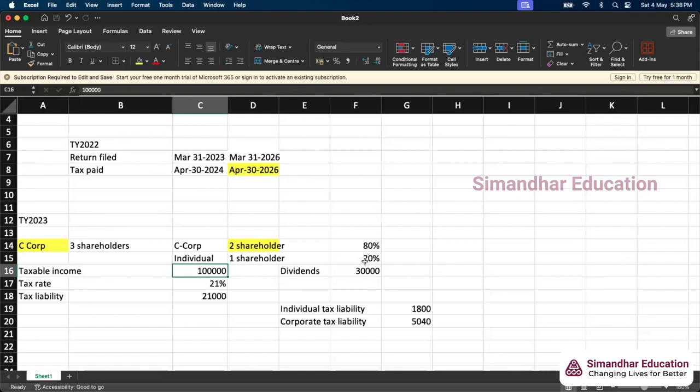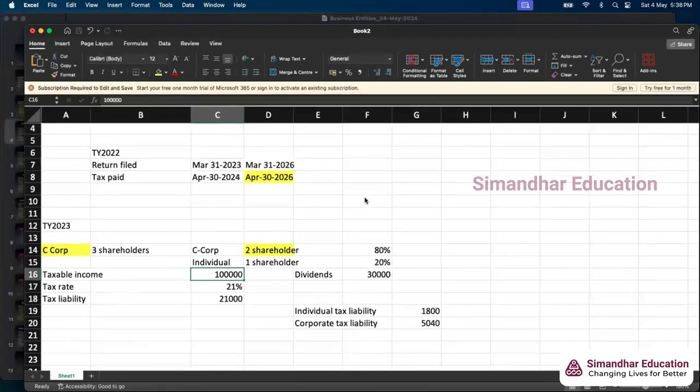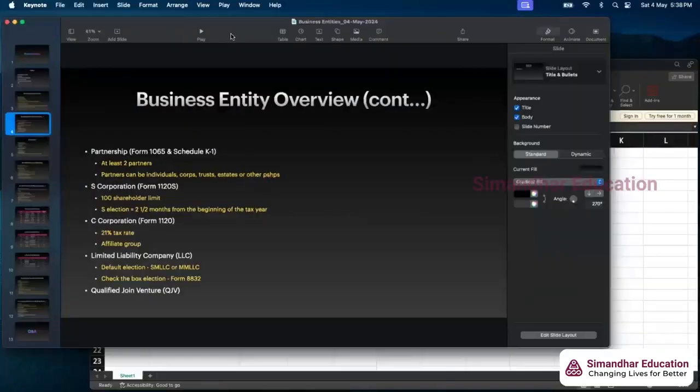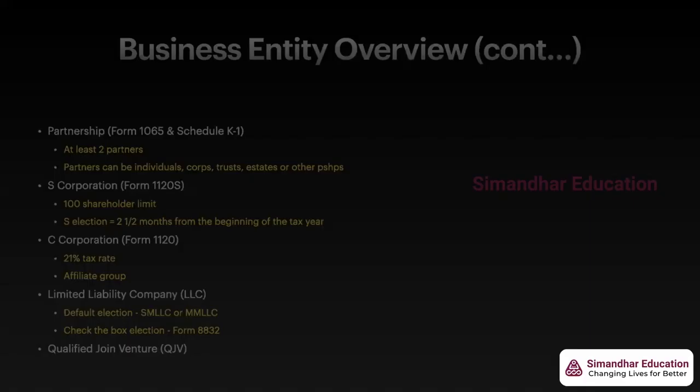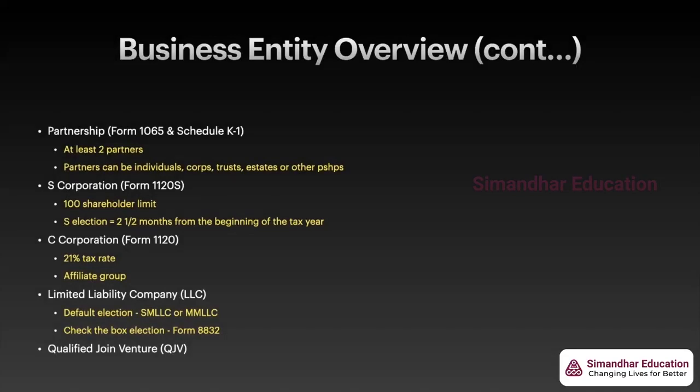Does that answer your question, Ashutosh? Yes, sir. Okay, great. All right, so yeah, go ahead. Yeah, so dividend will also be taxed at 21% in respect of the C corporate partners.